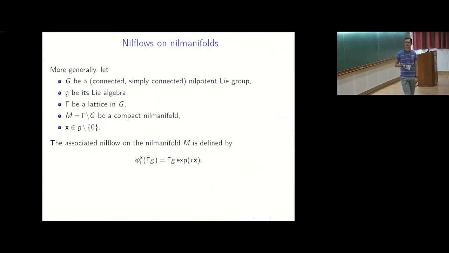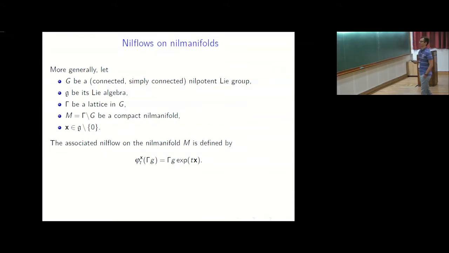More in general, a Nilflow is given by fixing a simply connected nilpotent group G and a lattice Gamma in G. The quotient G mod gamma is what is called the nilmanifold, and it's always compact. For nilpotent groups, being compact is equivalent to being finite volume. And the Nilflow is generated by fixing any non-zero element X in the Lie algebra, and is given by, again, the restriction to the one-parameter subgroup generated by X of the right multiplication map. So these are the flows we are interested in.